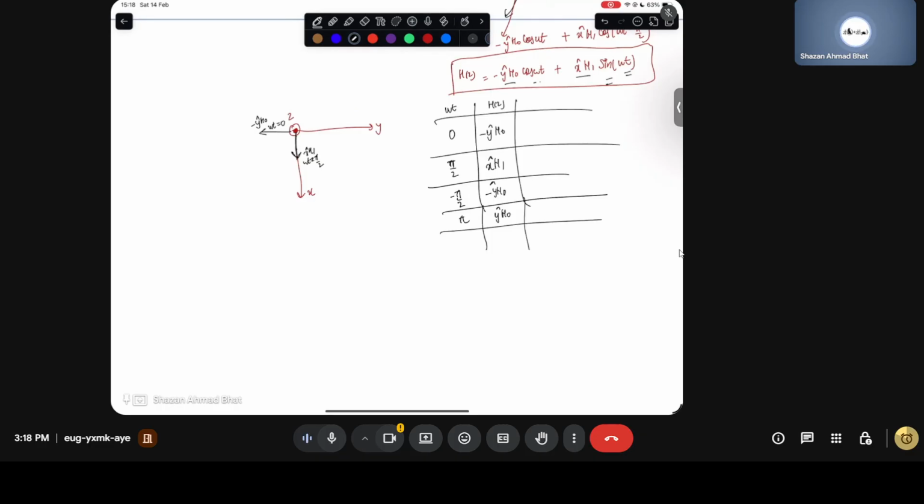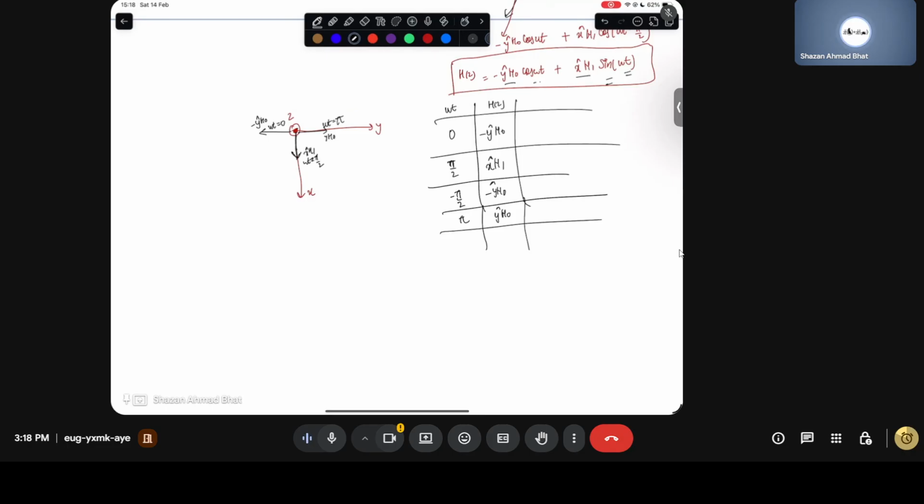Now at omega t equals minus pi by 2, that will be in this direction, in the opposite direction. So this will be again small. It will be of this, how much will it be? Did we mess it up? Let's first draw omega t equals pi. It'll be y. It'll be this thing. This will be y h naught, which will be omega t equals pi.